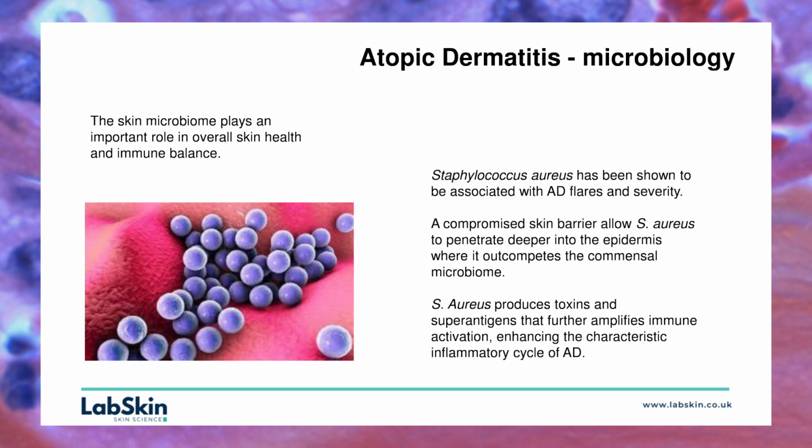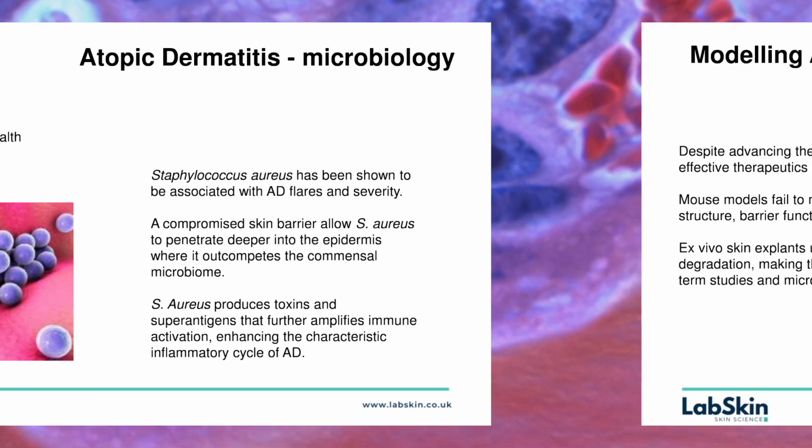The skin microbiome plays an important role in overall skin health and immune balance. In atopic dermatitis, Staphylococcus aureus has been shown to be associated with flare-ups and severity. A compromised skin barrier allows Staph aureus to penetrate deeper into the epidermis, where it outcompetes the commensal microbiome. Staph aureus itself produces toxins and superantigens that further amplify the immune activation, enhancing the characteristic inflammatory cycle of atopic dermatitis.